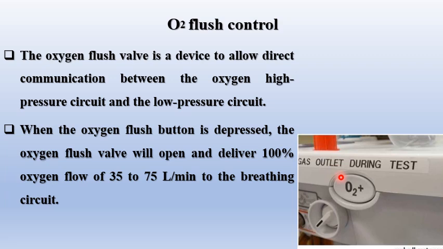Oxygen flush control is a device to allow direct communication between the high oxygen pressure circuit and the low pressure circuit. When the oxygen flush button is depressed, the oxygen flush valve will open and deliver 100% oxygen flow of 35 to 75 liters per minute to the breathing circuits. So it bypasses all pressure reducing valves in the circuit.